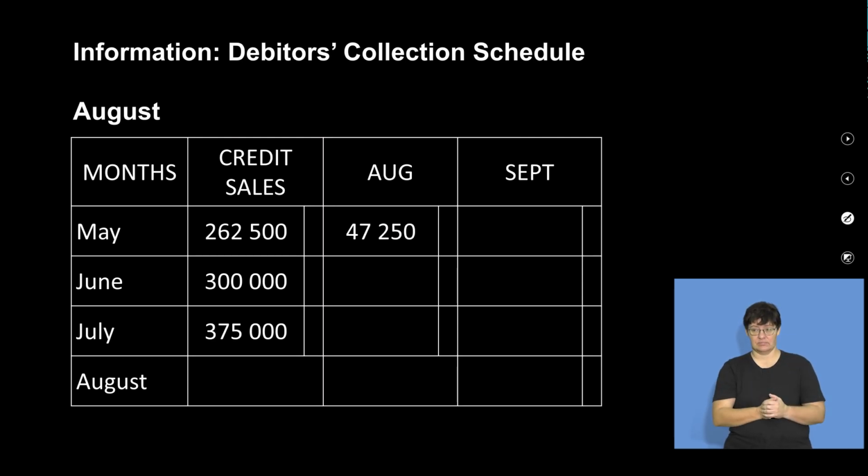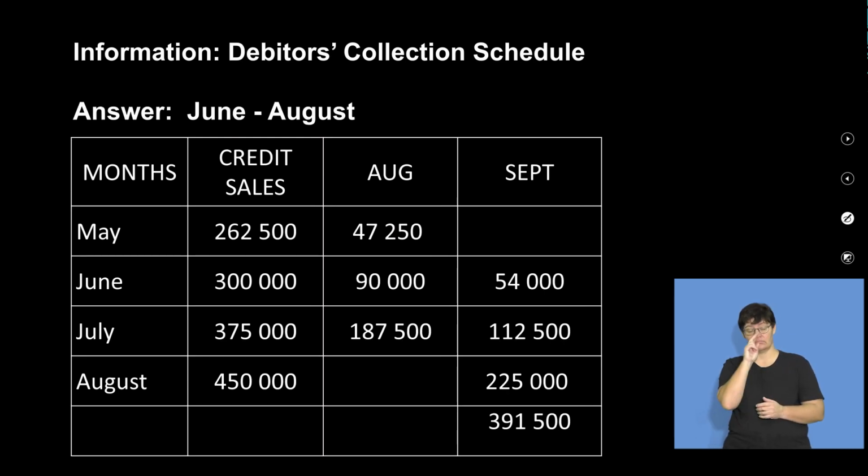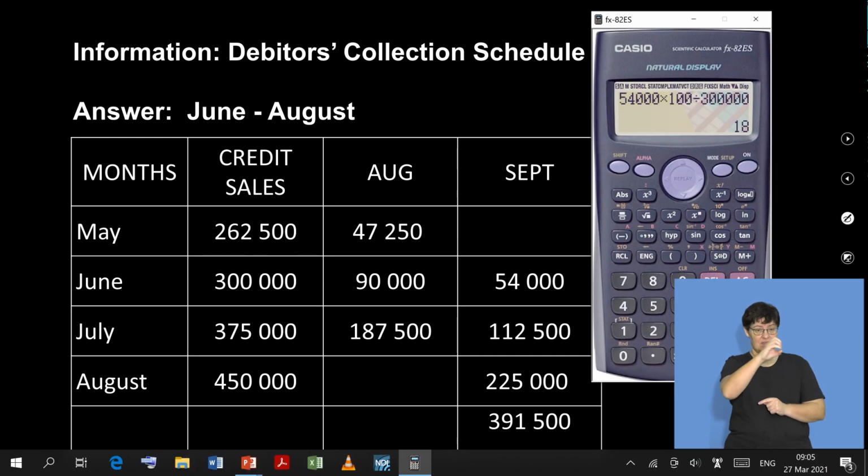So if we now look at our completed debtors collection schedule, this is what we have here. Take your 375,000. We know that that's July. They'll pay in August, which will be times your 50%.